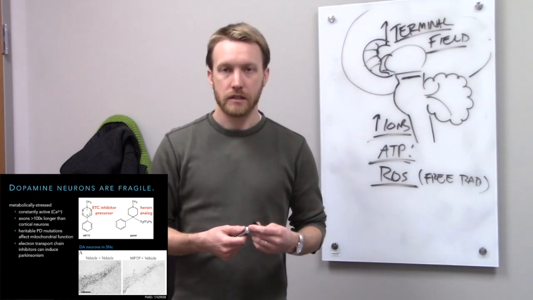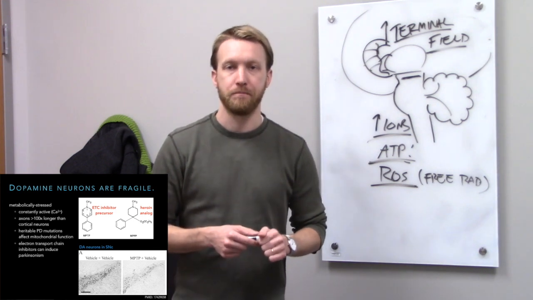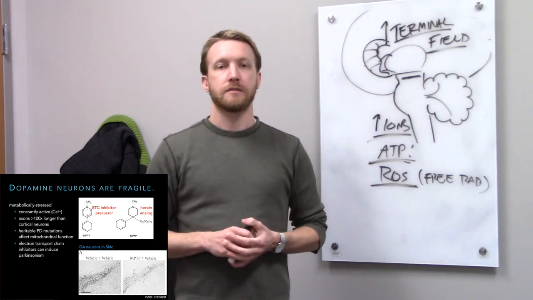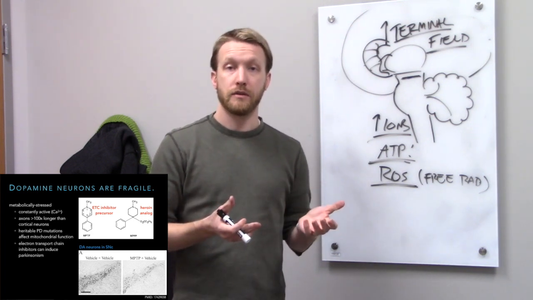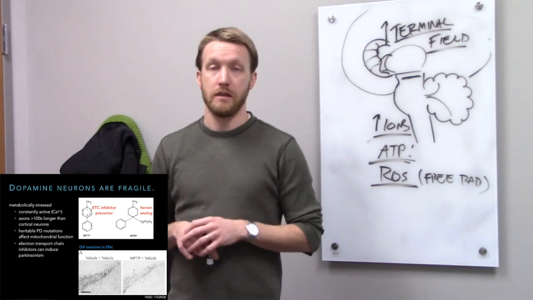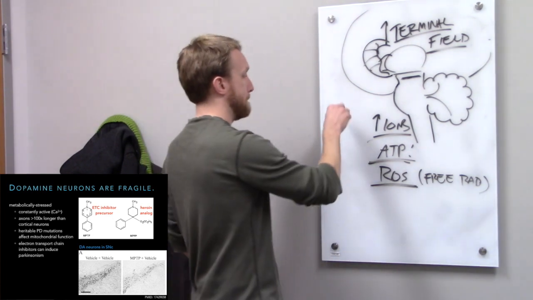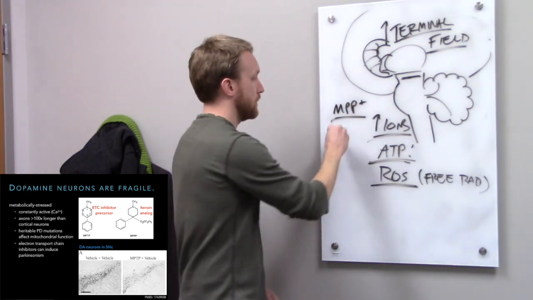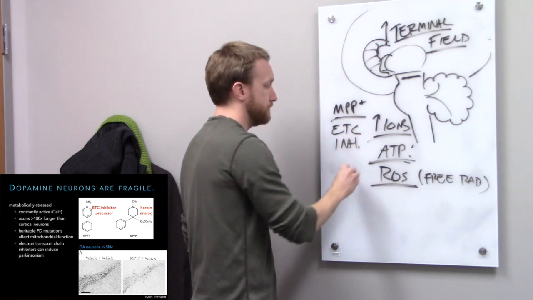And these at-home chemists didn't always do a perfect job. So they were people, just like all of us, and people make mistakes. And the mistake that they made was rather than creating this synthetic heroin, they created MPTP, which is the precursor for MPP, which is an electron transport chain inhibitor.